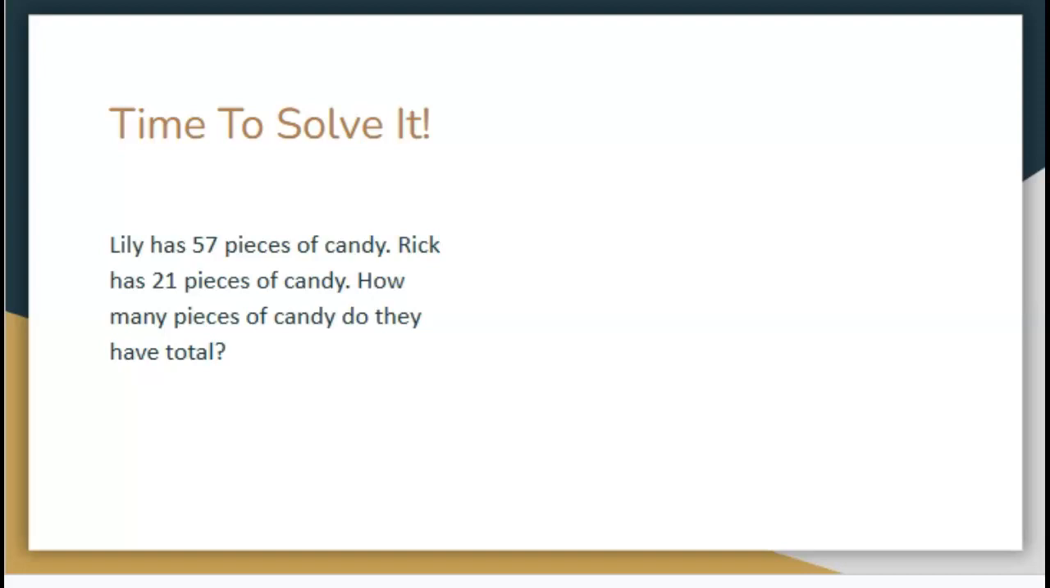So Lily has 57 pieces of candy. Rick has 21 pieces of candy. How many pieces of candy do they have in total? So you should have underlined 57 pieces of candy, 21 pieces of candy, and total. That tells us that this problem wants us to do 57 plus 21.